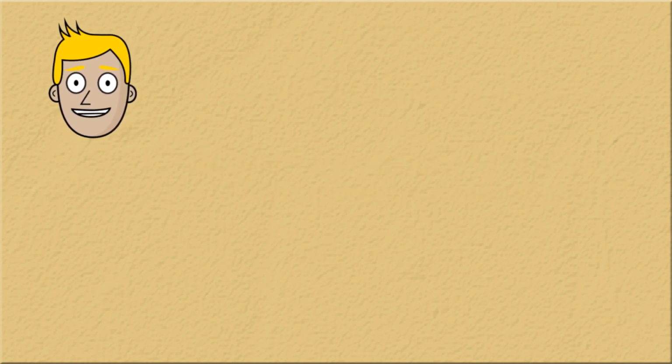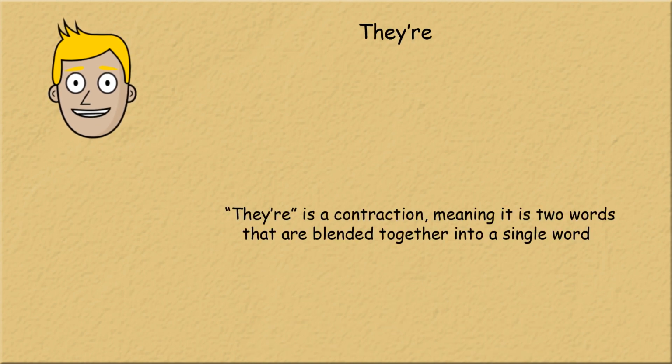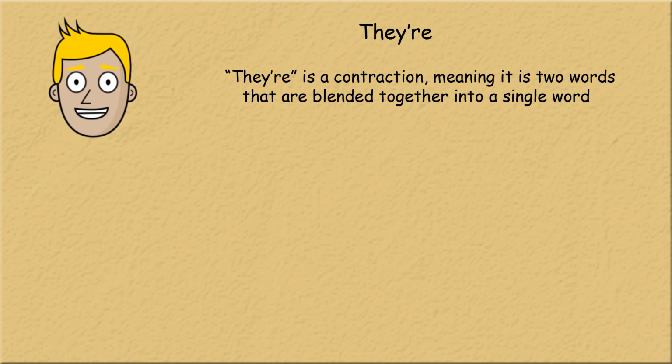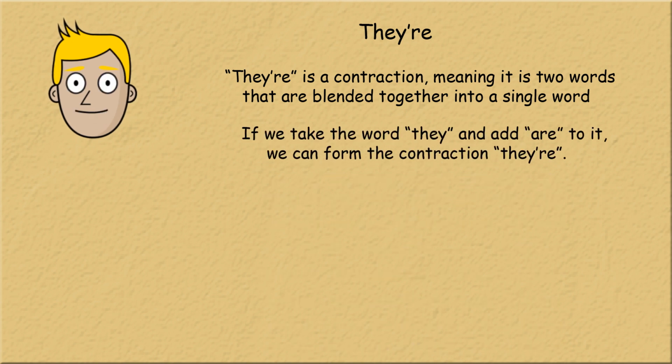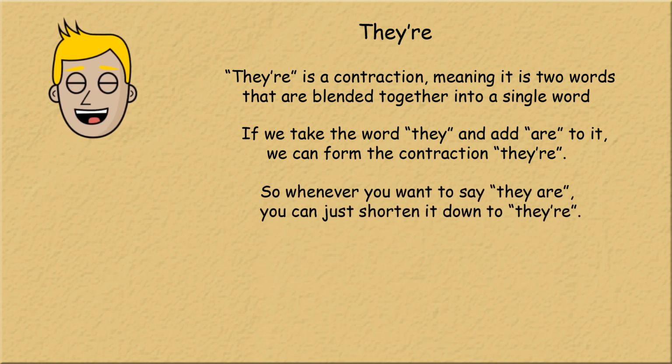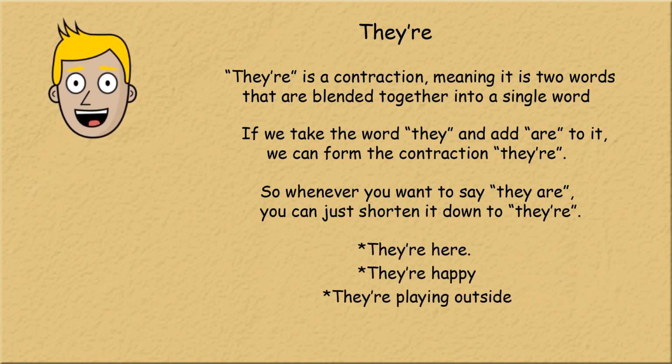The last one is they're, ending with an apostrophe RE. They're is a contraction, meaning it is two words that are blended together into a single word. If we take the word they and add RE to it, we can form the contraction they're. So whenever you want to say they are, you can just shorten it down to they're. They're here, they're happy, and they're playing outside.